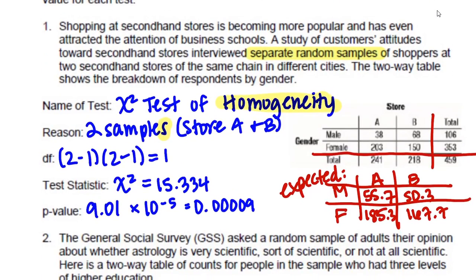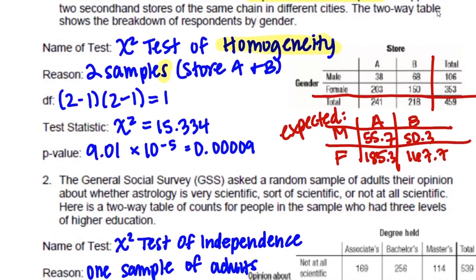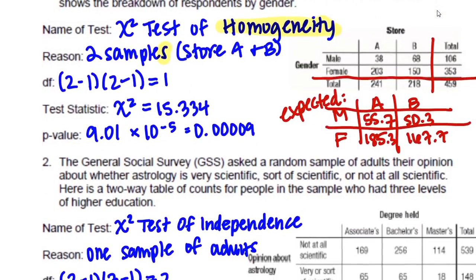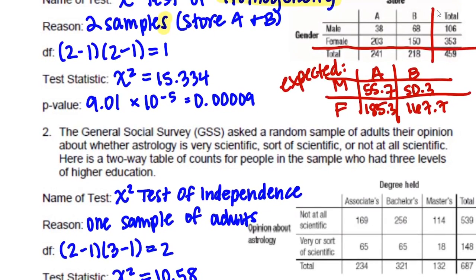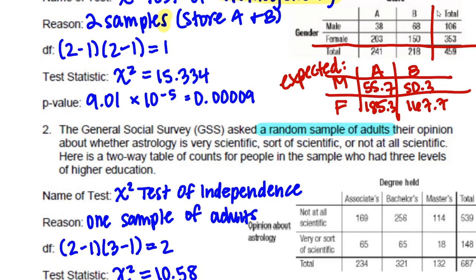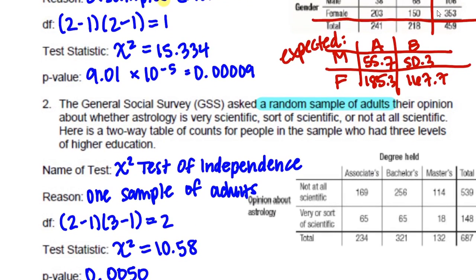So the next one, on this one, we have a random sample of adults, and then they also labeled them by their higher education. So you cannot tell from the table, but this was one sample, and then they asked them about their opinion on astrology, and then sorted them by also their degree held. But they didn't separate the group into associates, bachelor's, and master's and ask 3 separate groups. They asked one question and then separated them by their education.